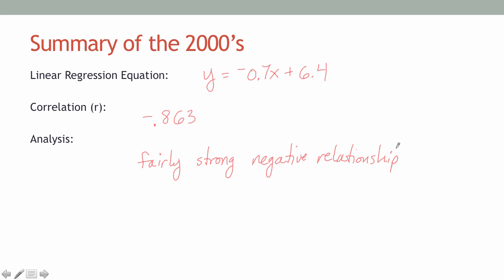So there we go. We just looked at 3 decades worth of data by making a graph and letting the calculator do some of this work for us. It was able to come up with an equation of a line, and it was able to tell us how well our line fit the data. 1 or negative 1 is perfect. 0 means there's completely no relationship. So what we're looking for is R close to 1 or close to negative 1? And if so, that indicates a strong relationship. In the 2000s, we had a fairly strong negative relationship.